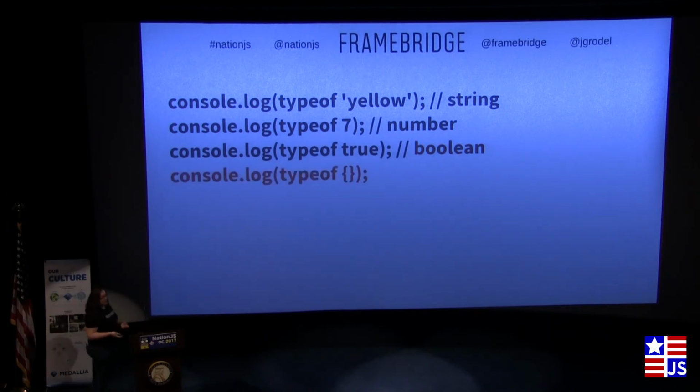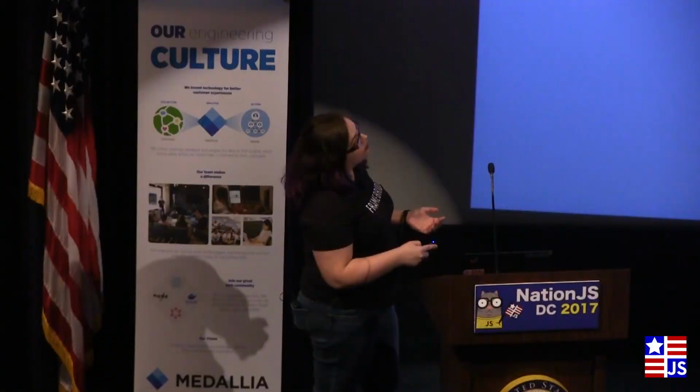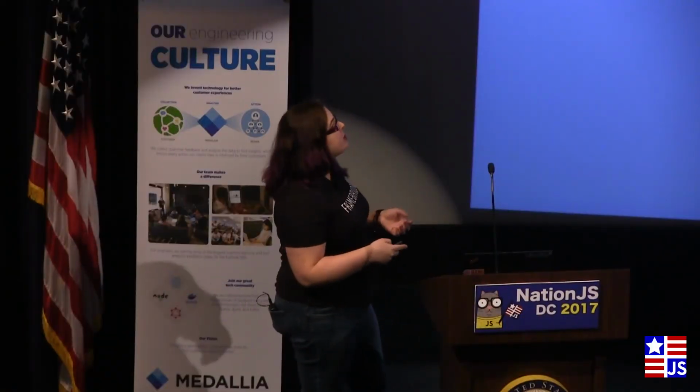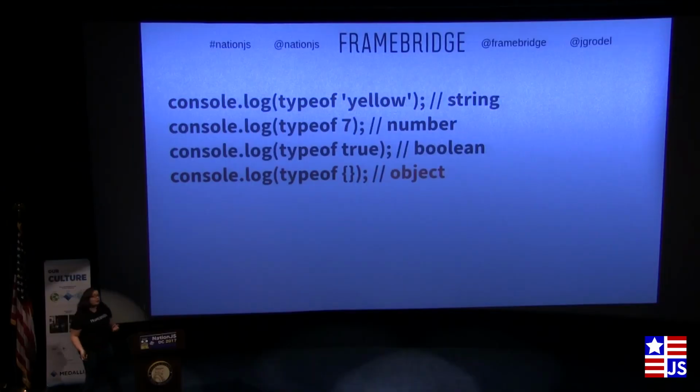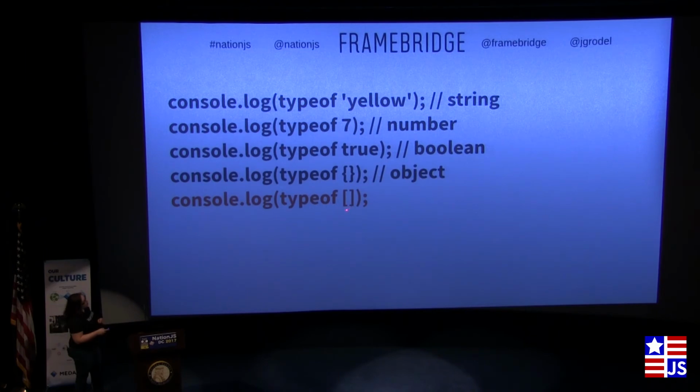Here I'm going to ask for the type of an empty object. So these curly brackets are how we set up objects, and they're empty, so it's just an empty object. I'm going to get object. I can also ask for the type of an empty array. Square brackets, an empty array. And here I'll get object. So there's array objects and there's object objects. And we treat them very similarly. We treat arrays as object objects. Great vocabulary, right? Really clear to understand.